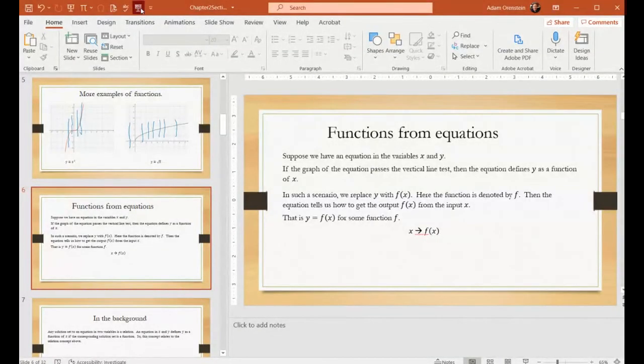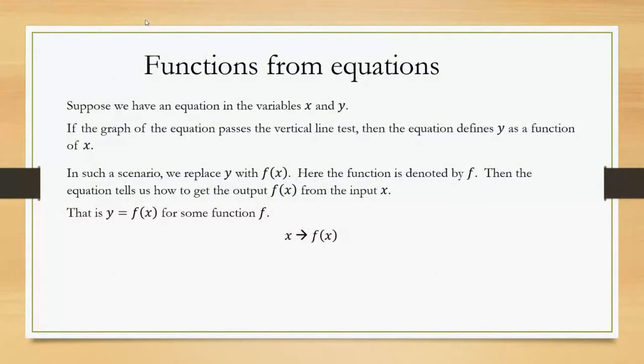I don't want to over-explain things, so let me just say this. If you have an equation in two variables, you can sketch its graph, which is the graph of all its solutions, right? If the graph of the equation passes the vertical line test, then we have y as a function of x from an equation.